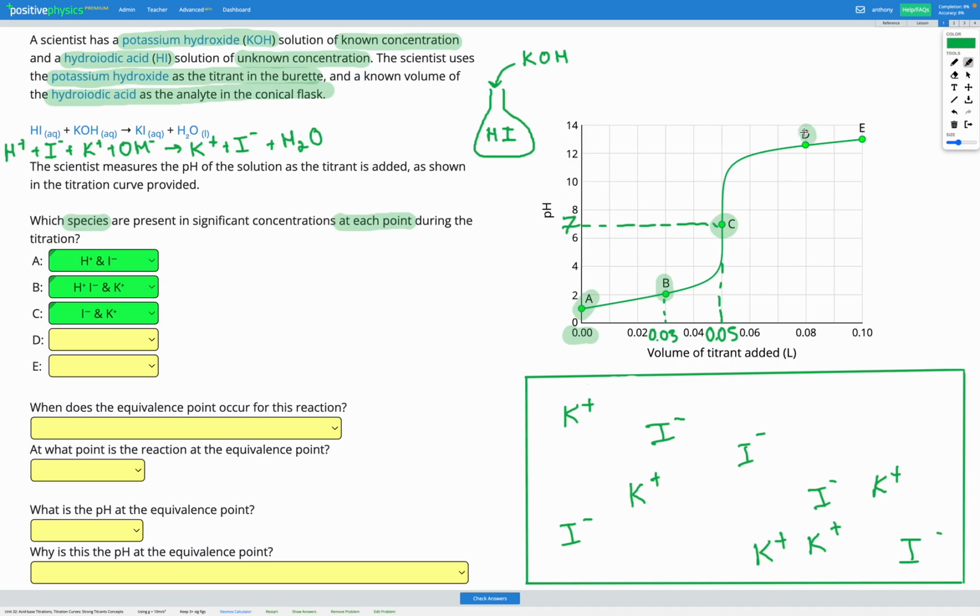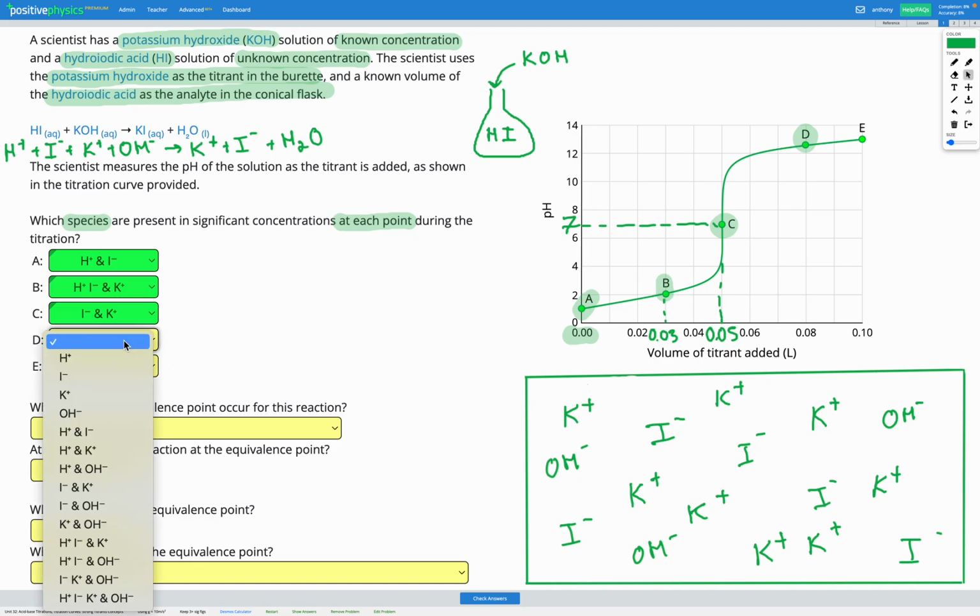Okay, next at point D. So this is where we've passed that point where we have the reaction completed and we're adding more KOH. So let's go ahead and add that in here. I'll add 3 sets of K+ and OH-. So the K+ we know is going to stay as its ion because that's a spectator ion in our reaction. The OH- would react with any H+ that's there, but we don't have any H+. We're just adding more OH-. So the 3 things that we're going to have present at D are going to be K+, I-, and OH-.